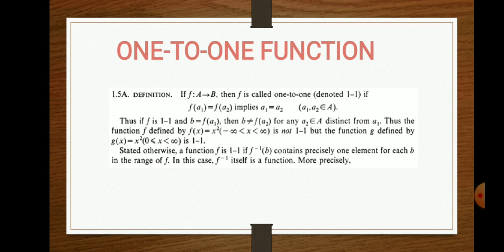One more statement for the one-one function: a function f is 1-1 if f inverse of b contains precisely one element for each b in the range of f. In this case, f inverse itself is a function.